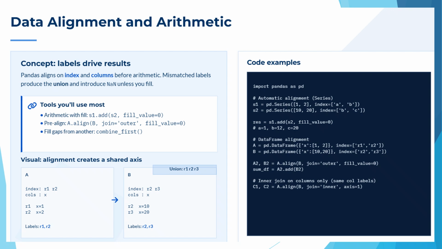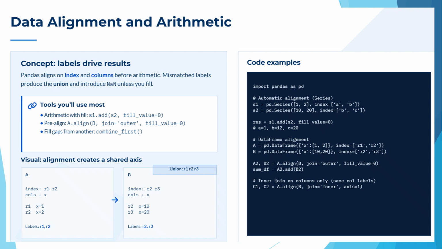The code examples demonstrate how alignment and arithmetic operations are implemented in practice. First, two series are created with different index labels. When s1.add(s2, fill_value=0) is executed, pandas aligns them by labels and performs addition, filling missing entries with 0. As a result, the output contains all labels from both series with correctly computed values.